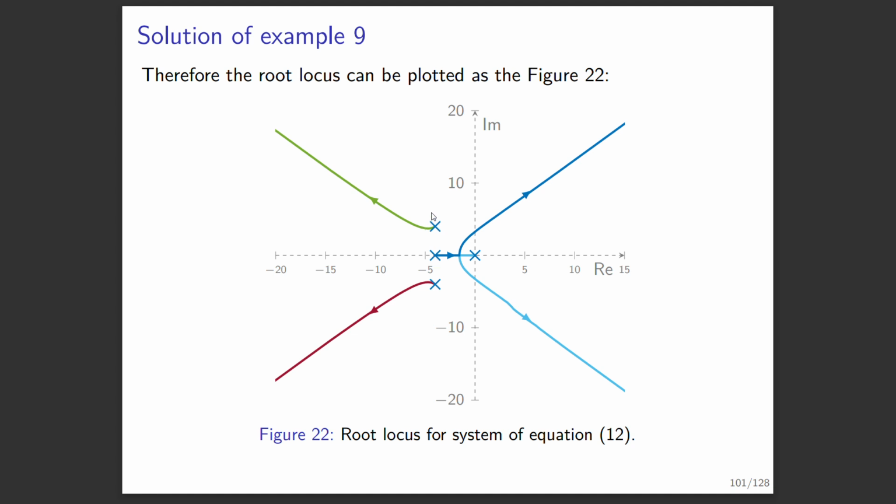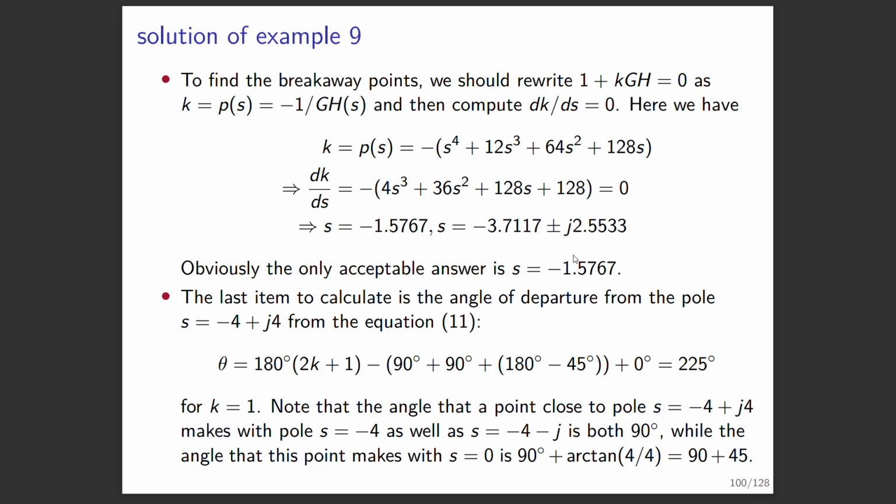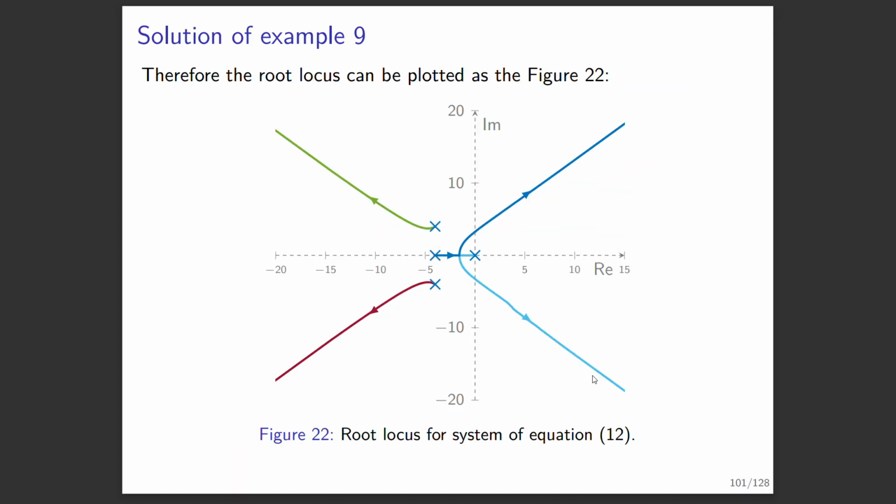I need to find the angle that this pole makes with this pole. Again, that would be 90 degrees. And then I want to find the angle that this pole makes with the pole at the origin. It would be more than 90 degrees, right? It's going to be this angle. So I can calculate them and I get 225. This last item is the angle that my pole makes with zeros. There are no zeros, so I just put 0 degrees here. And this is the finished root locus.